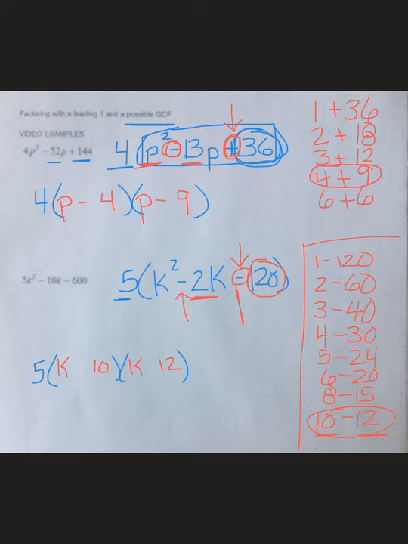Since this is negative, think about it. Do you want 10 minus 12? Or do you want 12 minus 10? Well, since it's negative 2, I want this, which means I want the negative sign with the 12 and the positive sign with the 10.